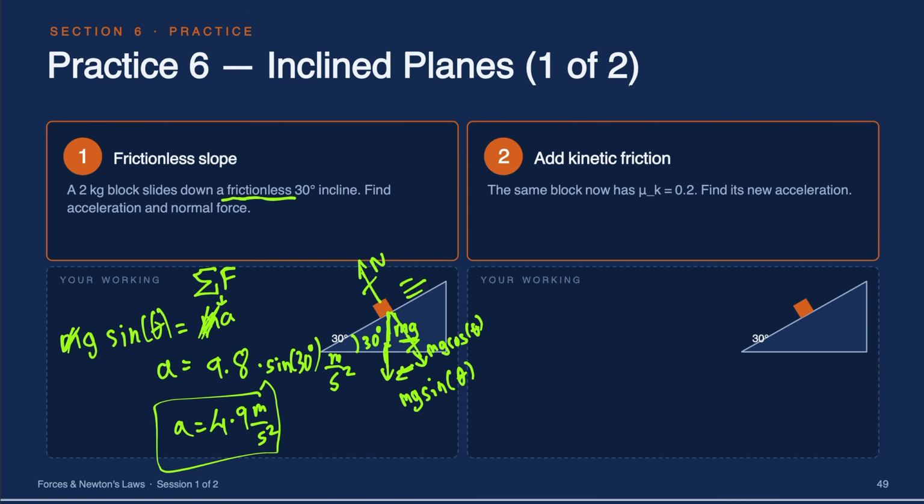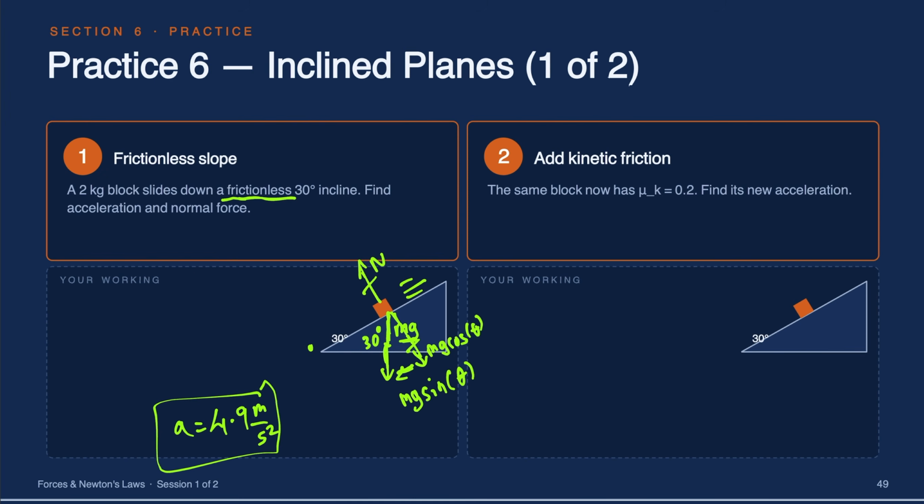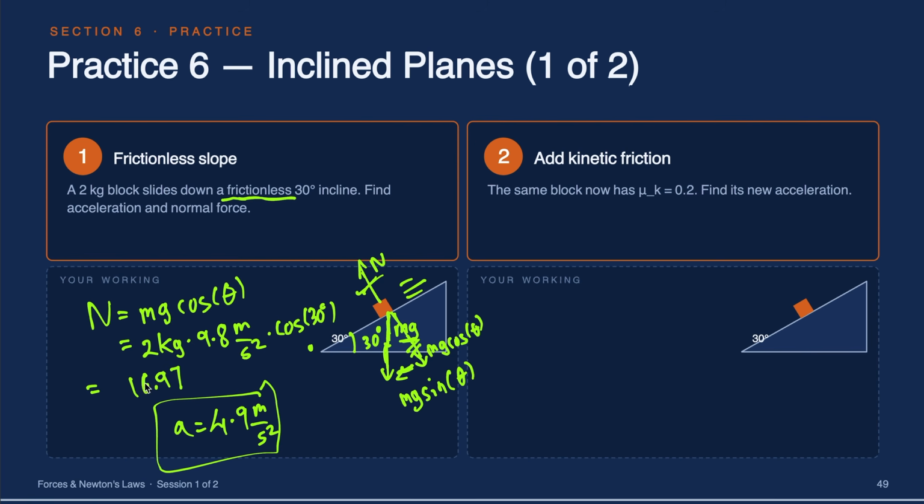And then what about normal force? Well, normal force, you know what we need to do, right? Normal force has to cancel out with mg cosine theta, which means normal force is equal to mg cosine theta. m is 2 kgs. g is 9.8 meter per second squared times cosine of 30 degrees, which is equal to 2 times 9.8 times cosine of 30, or 16.97 newtons in this direction.